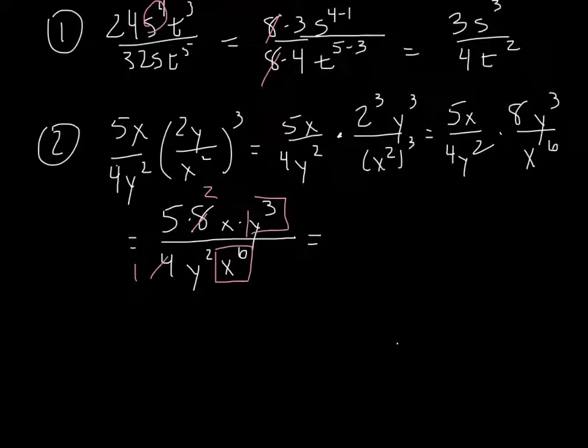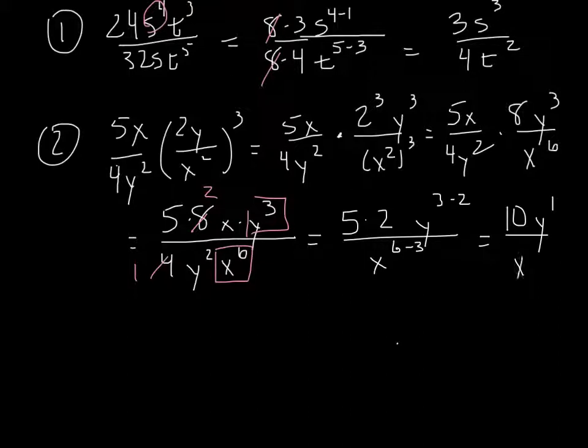So 5 times 2, we have the y's on top, and that's 3 minus 2. We have the x's on bottom, and that's 6 minus 3. Simplify it the last step. 5 times 2 is 10. Y to the 3 minus 2 is 1, over x to the 6 minus 3 is 3.